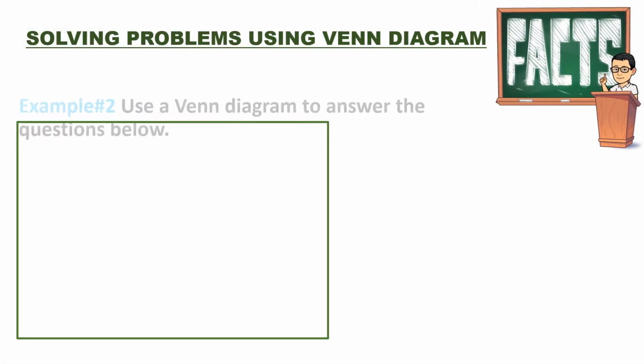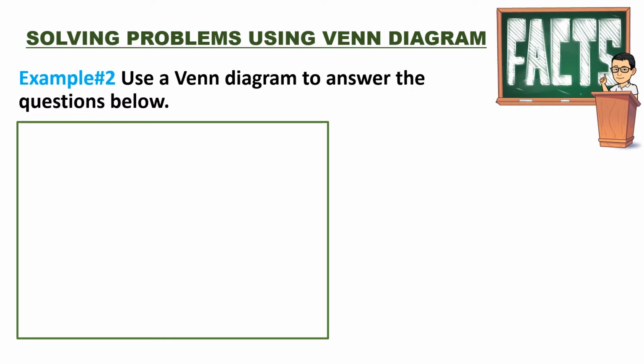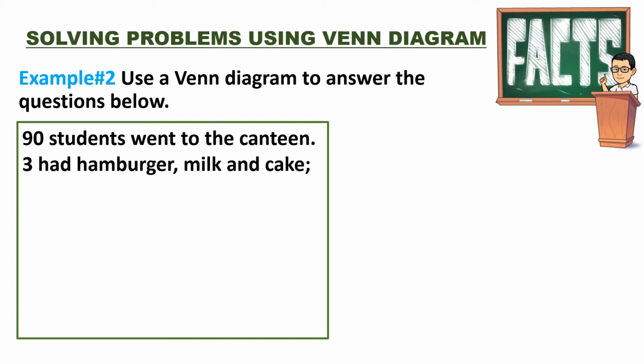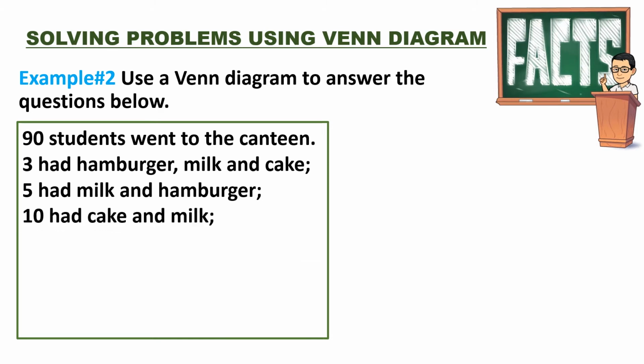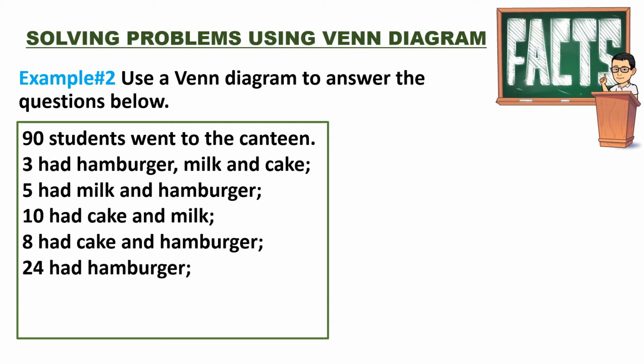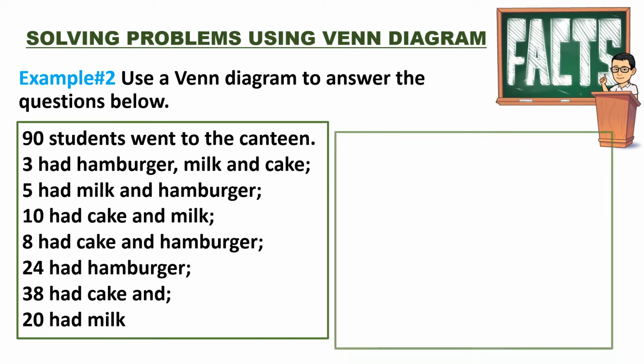Let's proceed to our example number 2. Use Venn diagram to answer the questions below. 90 students went to the canteen. 3 had hamburger, milk, and cake. 5 had milk and hamburger. 10 had cake and milk. 8 had cake and hamburger. 24 had hamburger. 38 had cake and 20 had milk.